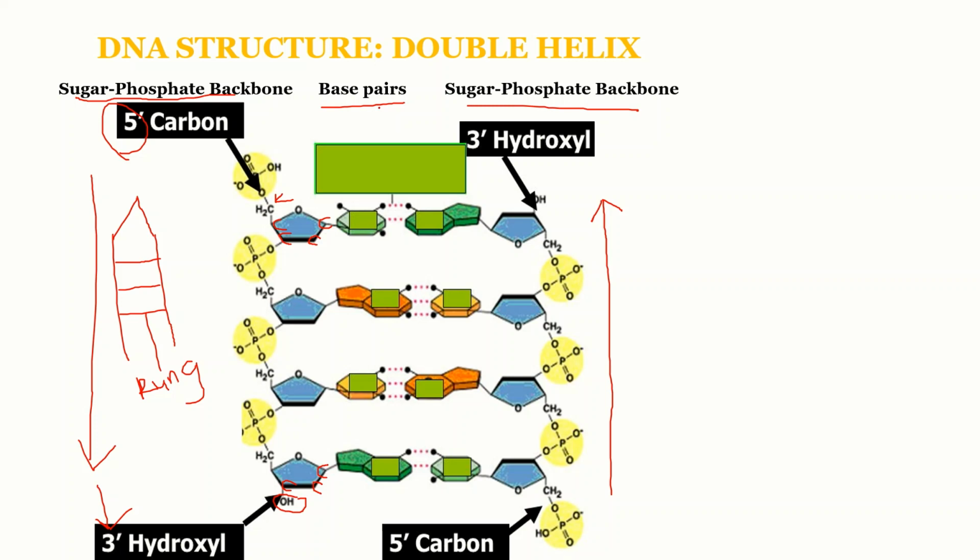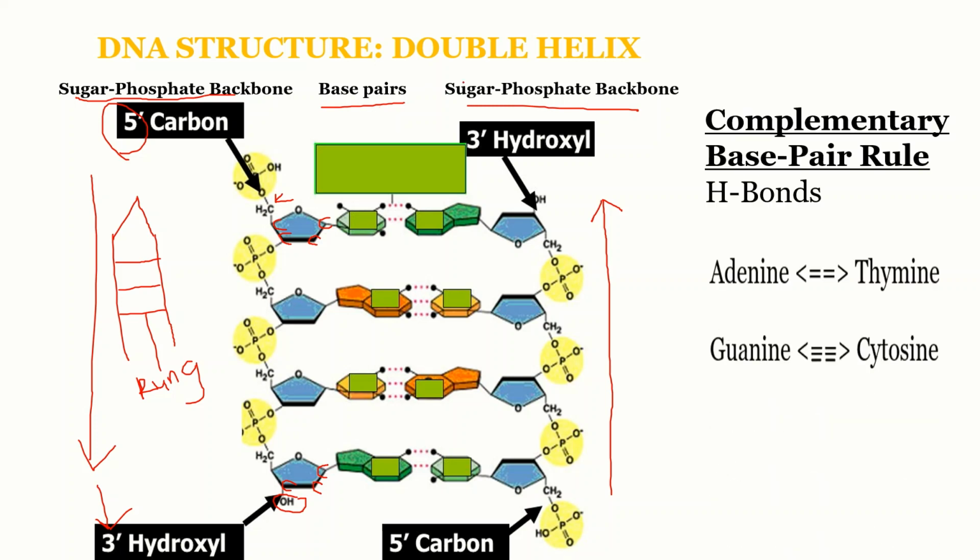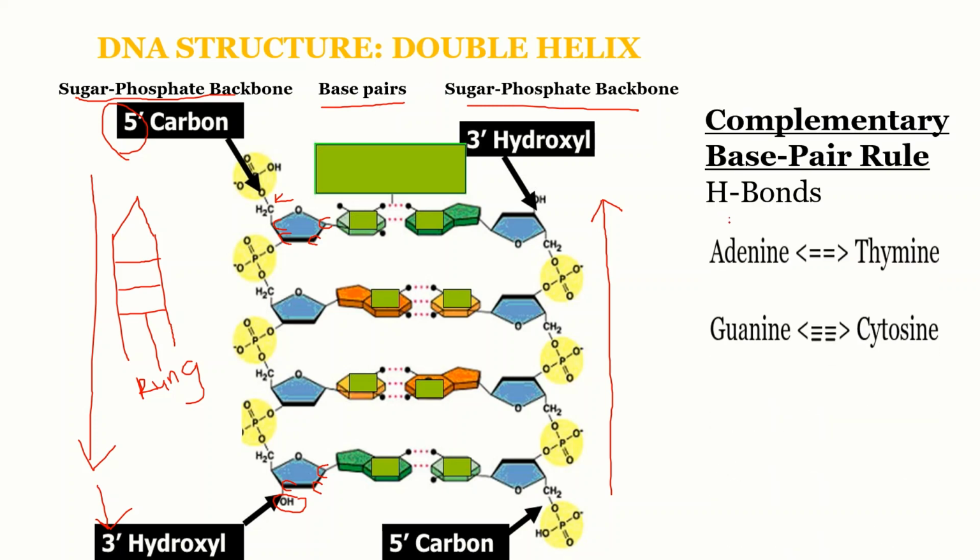The base pairs have a complementary rule. That is, we have a purine binding to a pyrimidine. So adenine and guanine are purines, thymine and cytosine are pyrimidines. Now, adenine binds to thymine using a 2-hydrogen bond, and guanine to cytosine using a 3-hydrogen bond.